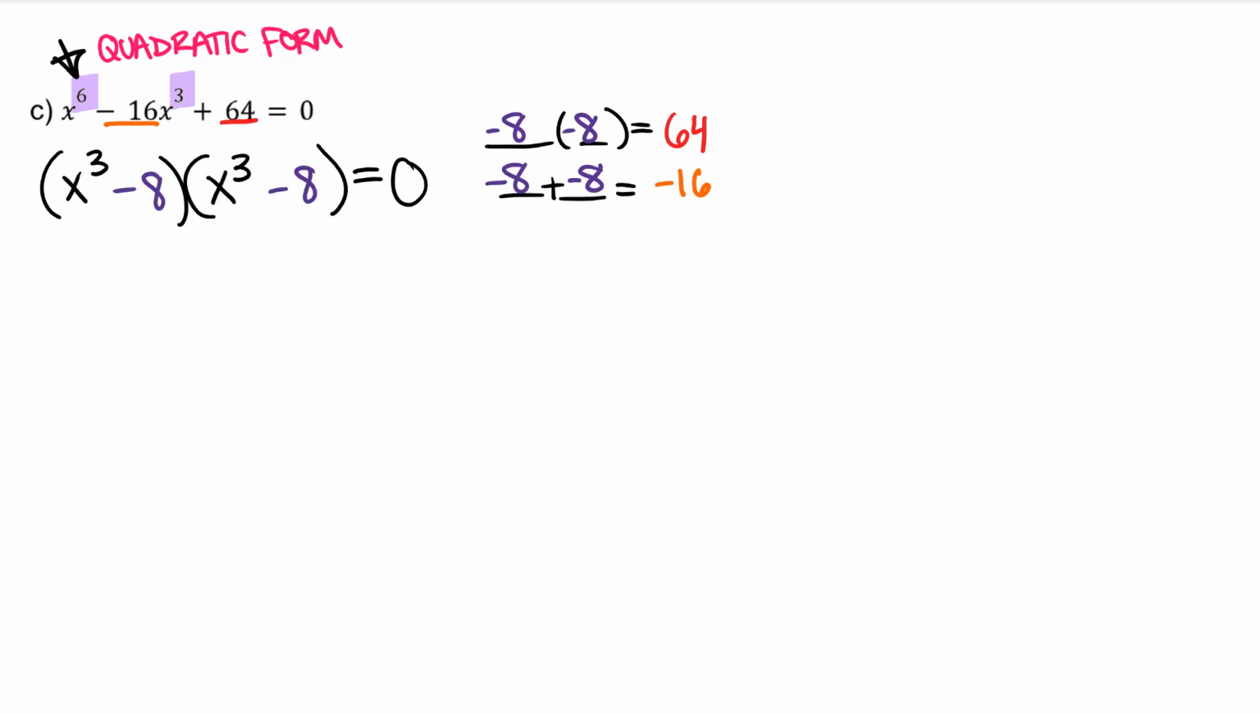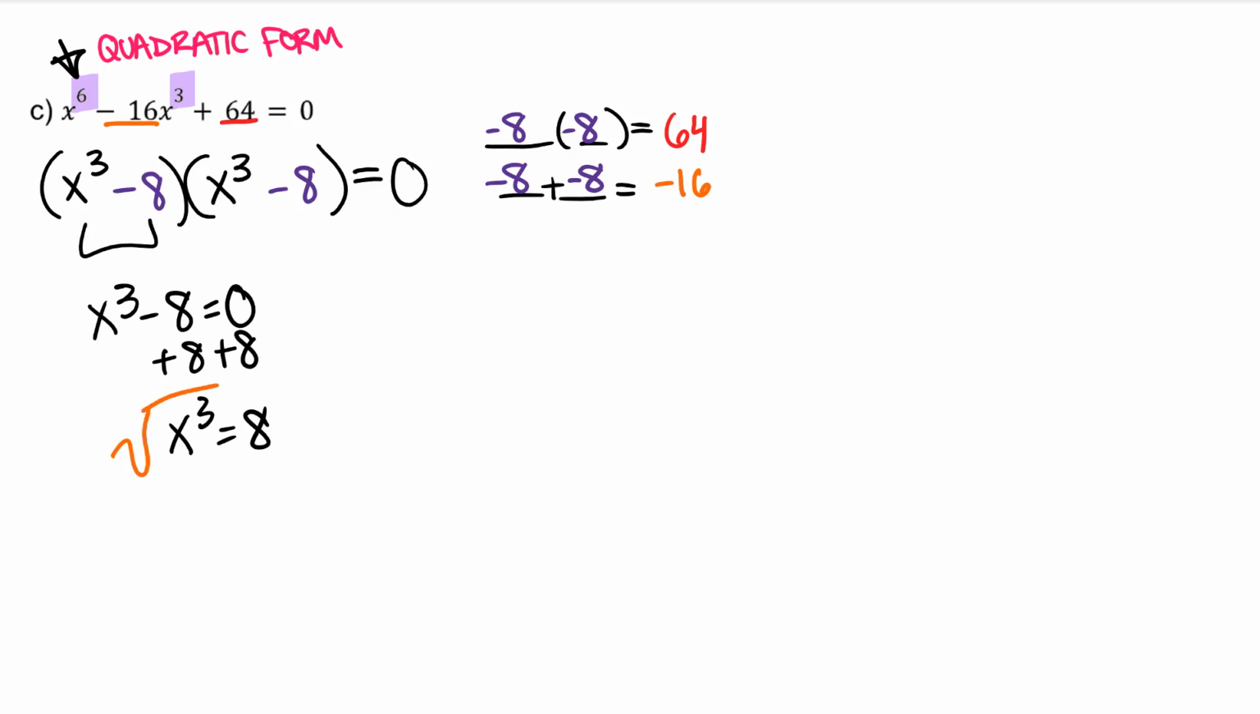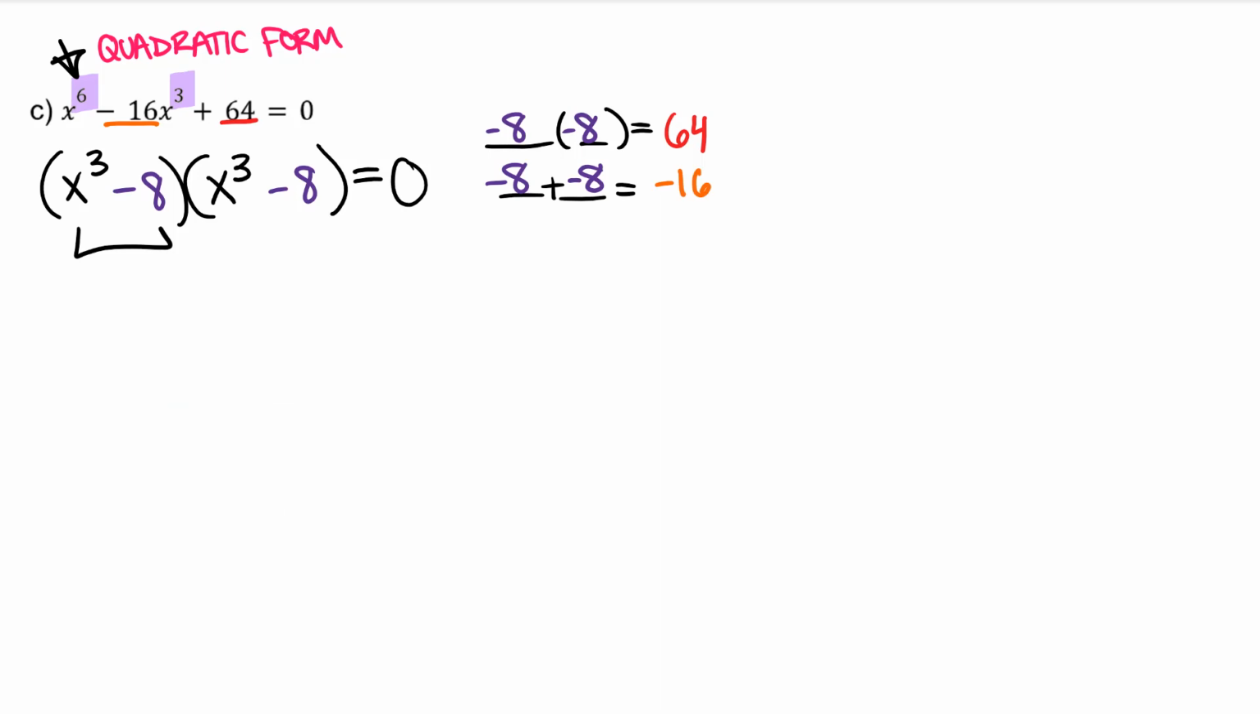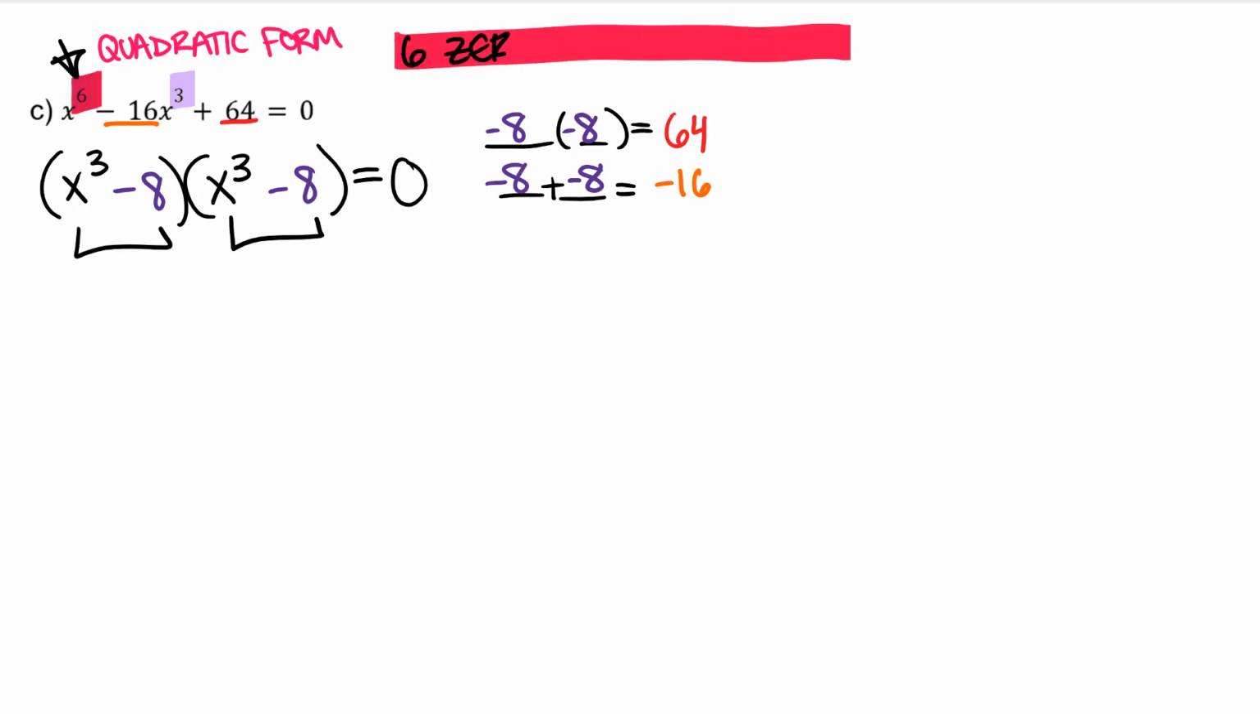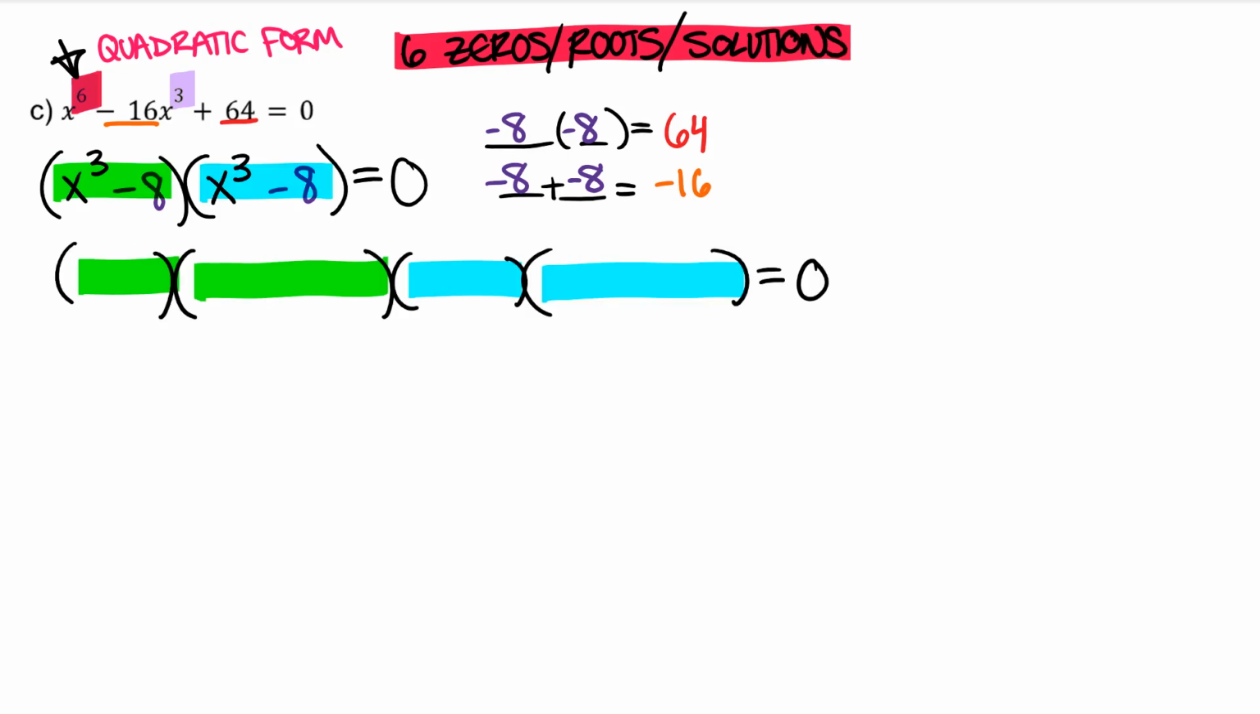Now you may be tempted at this point to use the zero product property, but guess what happens if you do that? You get one answer from x cubed minus 8, but x cubed minus 8 has 3 solutions. This factor should give us 3 solutions, and this factor should give us 3 solutions, so that in the end we have 6 complex solutions, or zeros, or roots. This is a difference of perfect cubes.